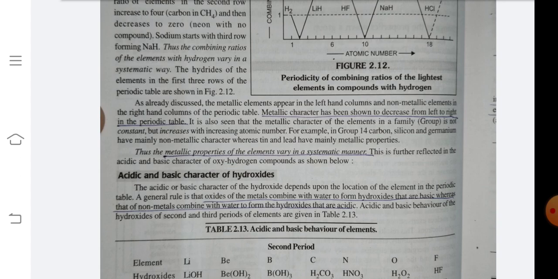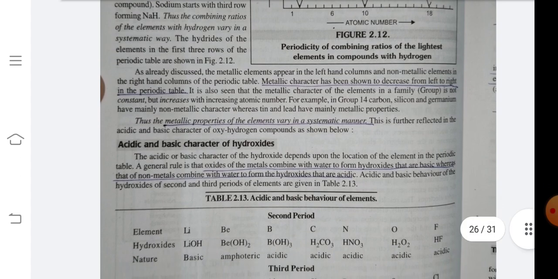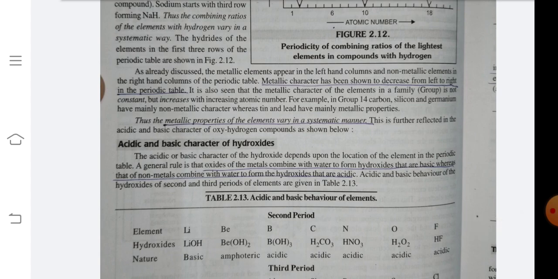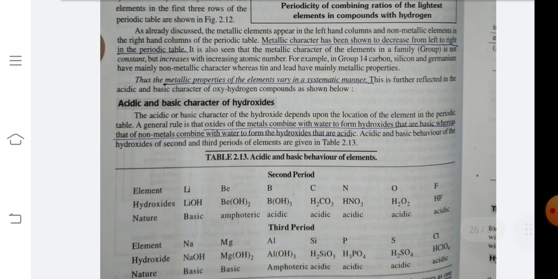As already discussed, the metallic elements appear in the left-hand columns and non-metallic elements in the right-hand columns of the periodic table. Metallic character decreases from left to right in the periodic table. It is also seen that the metallic character of the elements in a family is not constant but increases with increasing atomic number. For example, in group 14, carbon, silicon, and germanium have mainly non-metallic characters, whereas tin and lead have mainly metallic properties. Thus, the metallic properties of the elements vary in a systematic manner.